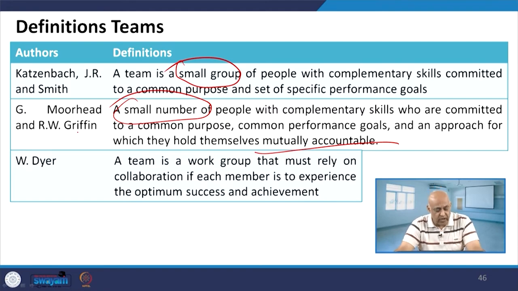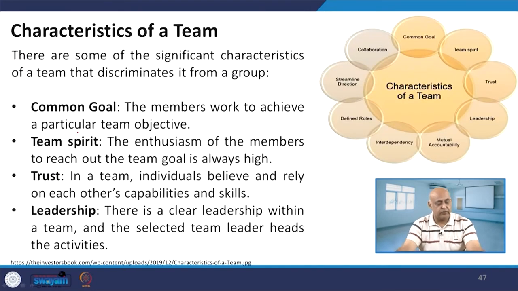Unless and until I get my team members, not the group members, team members, I will not be able to do that. When I get my team members, I will be able to do that. So what are the characteristics of a team? A common goal, like a group. The team spirit. These characteristics are very, very important, dear friends. The enthusiasm of the members to reach the team goal is always high.